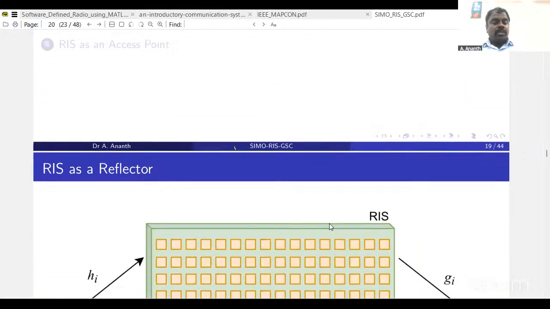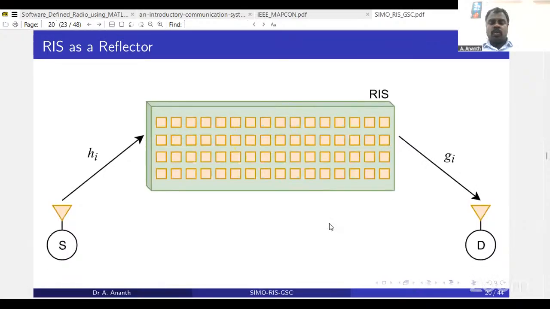So this is a system model which was investigated in a paper by Professor Basar. You can see here a source with one transmitter antenna, and a destination with one receiver antenna. And you can see an RIS surface, Reconfigurable Intelligent Surface, with several elements. Here you can see this is one element, this is another element, and so on. You have 4 rows and 16 columns. So the 4 cross 16 elements form the RIS surface.